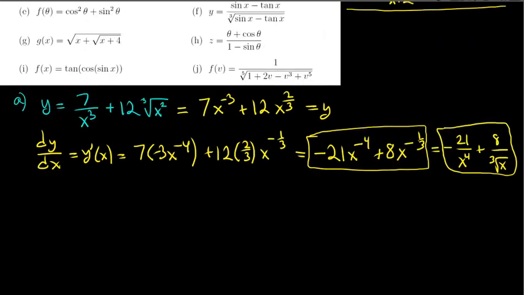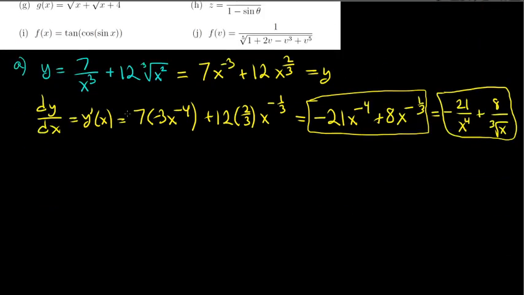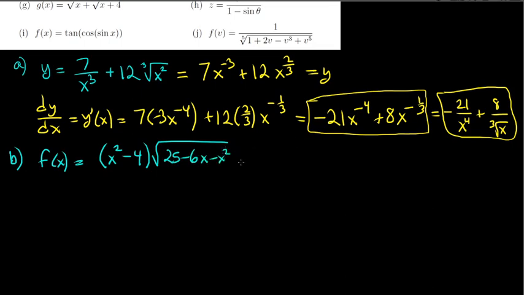All right, let's do part B as well. So B is that mess there. Okay, so let's copy it down. F of x is equal to x squared minus 4 times the square root of 25 minus 6x minus x squared. And again, immediately I would write this second factor in terms of an exponent, in this case 1/2. So let's write it negative x squared minus 6x plus 25 to the positive 1/2.